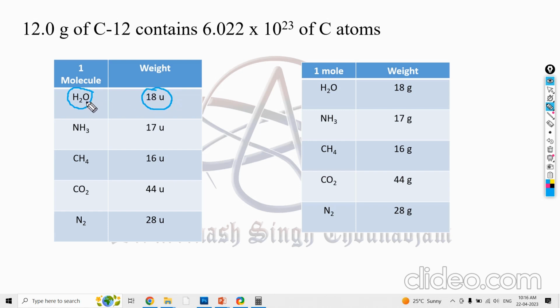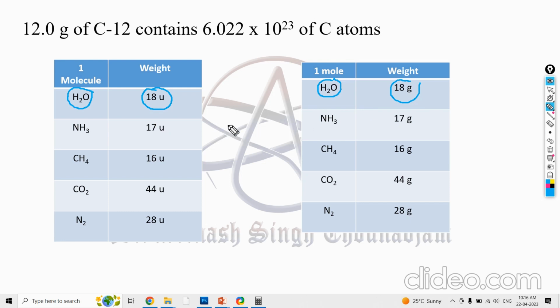That means 1 mole is 6.022 into 10 raised to 23 molecules of the same molecule. If you take that, it weighs 18 grams.